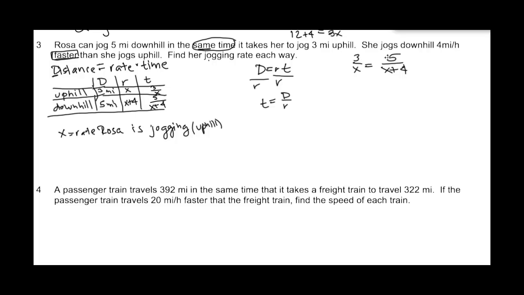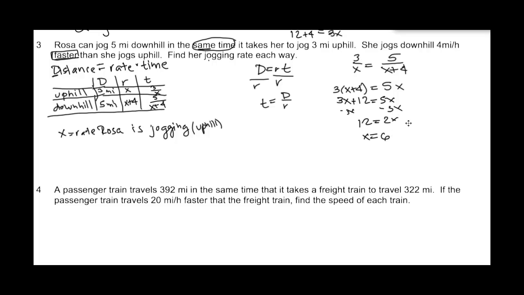Since time is the same, we can set up this relation, and we have two options here. We can clear the fraction, as we did before with common denominator, or we can just cross multiply. So let's cross multiply here, which gives us 3 times x plus 4 equals 5x. This is the same thing that you would have arrived at if you had cleared the fraction. Distributing out, I have 3x plus 12 equals 5x. Moving my 3x to the other side, 12 equals 2x, x equals 6.